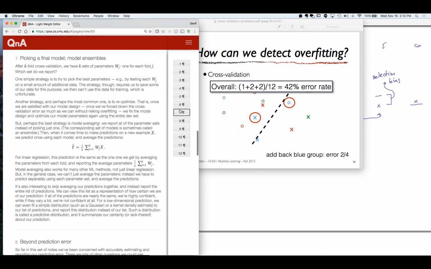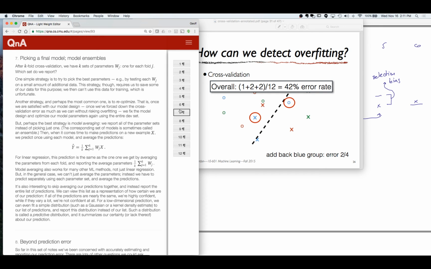So one problem with cross-validation is that it leads to k different sets of parameters, one for every fold. So we'll say w_j for fold j. And which one do we report? So maybe the simplest strategy is to try and pick the best parameters. So you could test each one of these on a little bit of extra data that you held out from the cross-validation and just report the best one. And that's okay, but it requires us to hold out some data that we couldn't use in our cross-validation. And so that's not good.